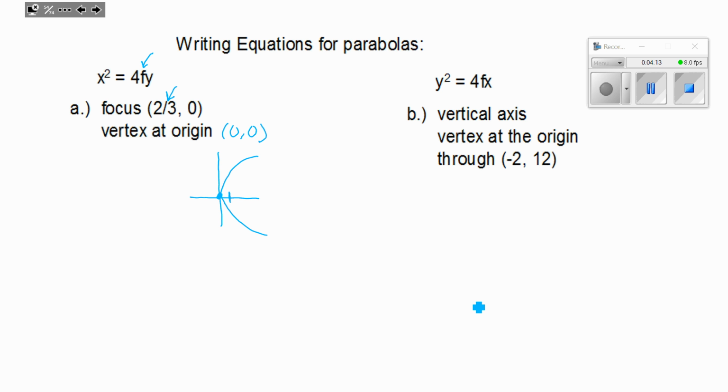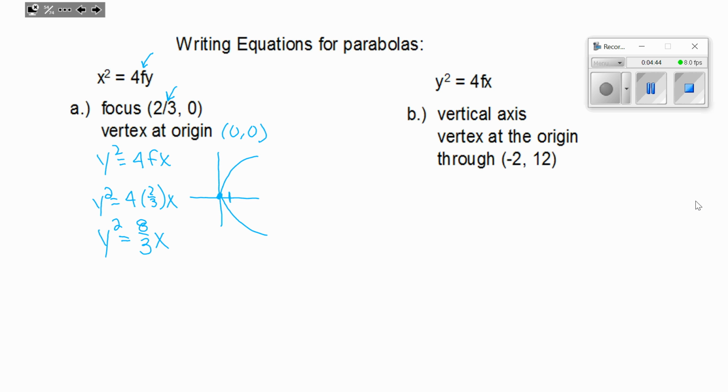That one opens up sideways. And so since it opens up sideways, it is going to be the y-squared equation. And so all we need to do to write the equation is the focus is 2/3. We're going to plug it in. y squared equals 4 times 2/3 for the focus. So our equation is y squared equals 8/3 x.